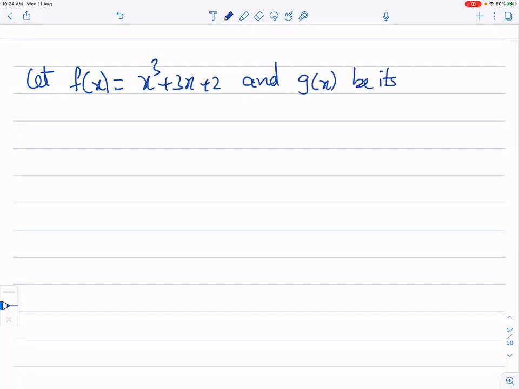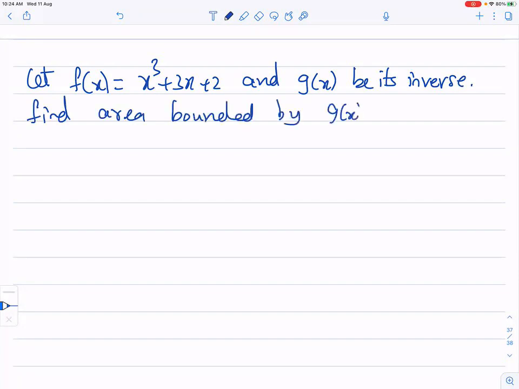Let f of x is equal to x cube plus 3x plus 2 and g of x be its inverse. Find the area bounded by g of x, x-axis, x equal to -2, x equal to 6.